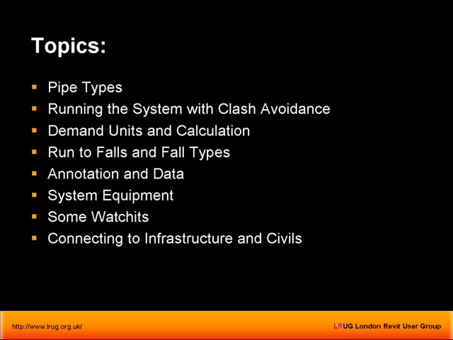Okay, right, things I want to talk about are types of pipe we can use, things that you get out of the box and how you can put a system together. How you can run an underground system using some basic clash avoidance techniques. I'm not talking about clash detection, I'm talking about designing a system to avoid clashes in the first place. How we can use Revit to do a bit of calculation. I'm actually going to get into a bit of the maths and the science of how we actually size these systems and some ways we can do that.